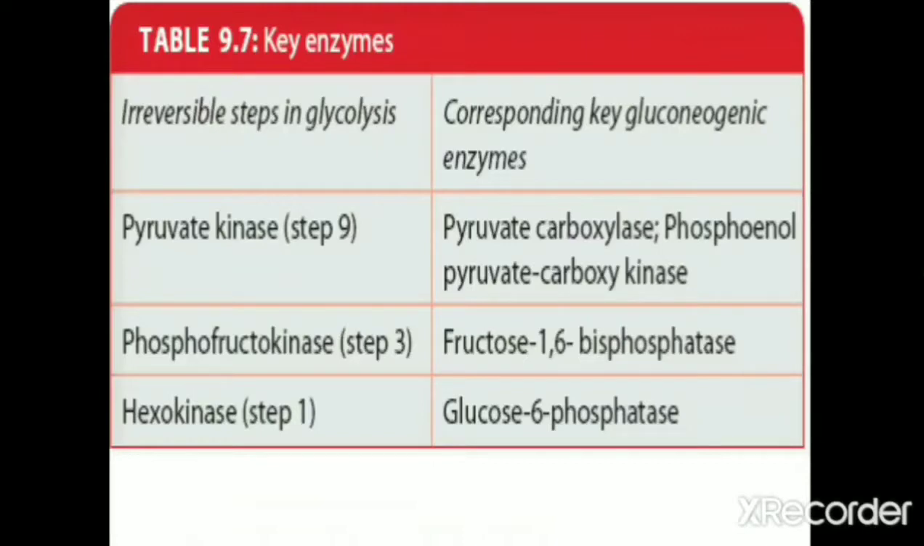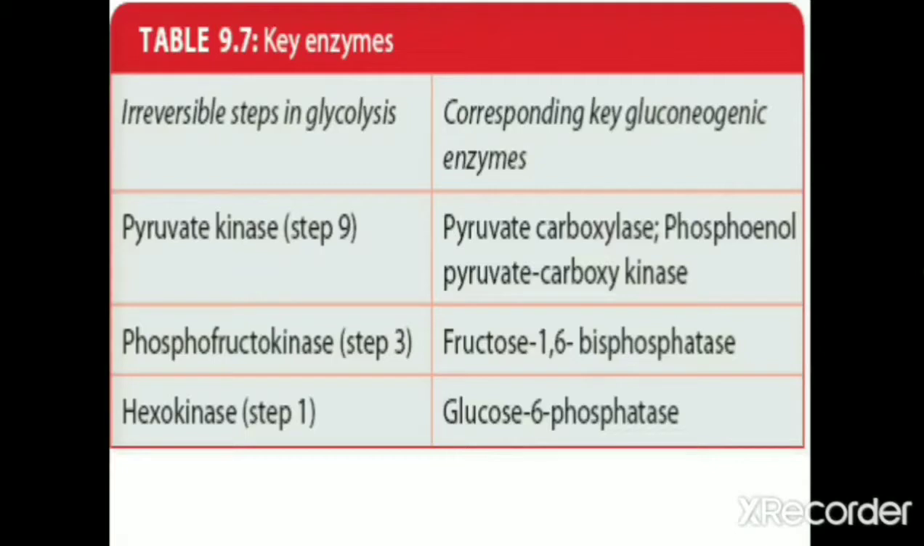So we need some enzymes to overcome these irreversible steps of glycolysis, and those enzymes are the key enzymes of gluconeogenesis. To overcome the reaction mediated by pyruvate kinase, we need the help of two enzymes: pyruvate carboxylase and phosphoenol pyruvate carboxykinase. These two enzymes together mediate the conversion of pyruvate into phosphoenol pyruvate.